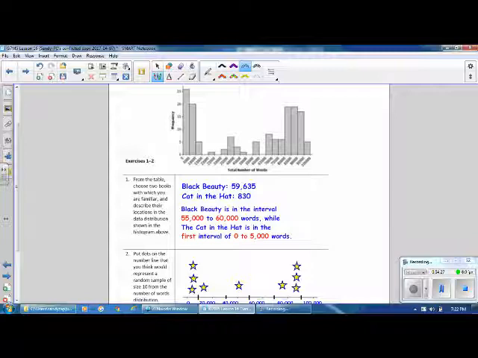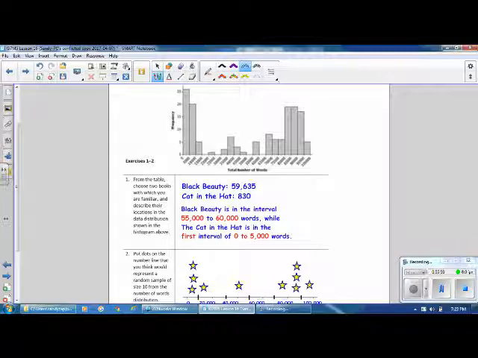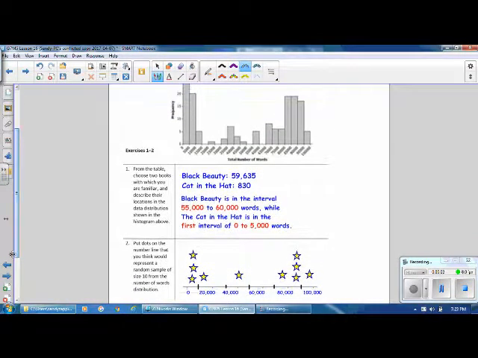Let's see about how many that is now. 1, 2, 3, 4, 5, 6, 7, 8, 9. So I need one more. And I think, where should I put it? Where is most of the data distributed? I think that there are more books with word counts in this area than there are in the middle. So I'm not going to add another one to the middle, but I might add it more to this side. So I'll go ahead and put another one over here. So notice that my data distribution is similar to that of the histogram.